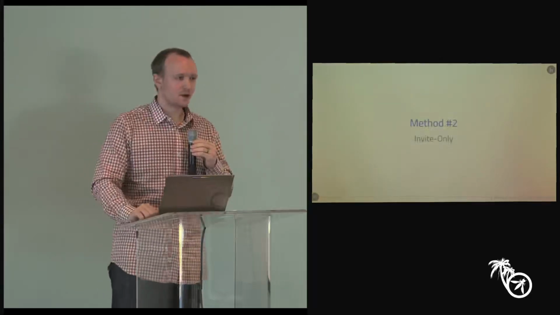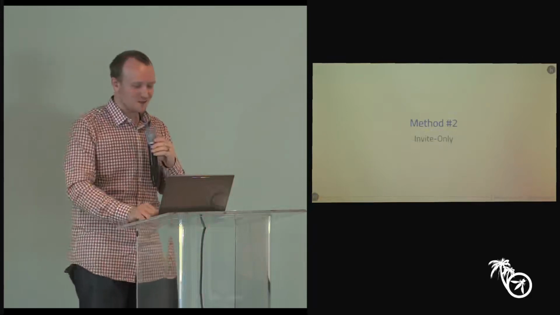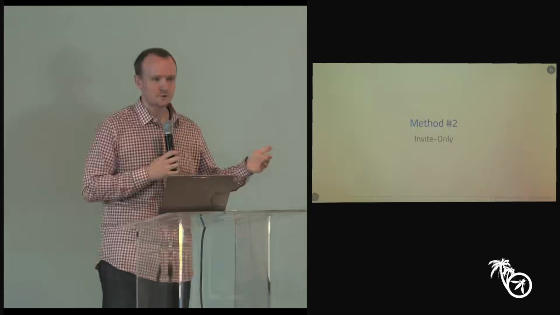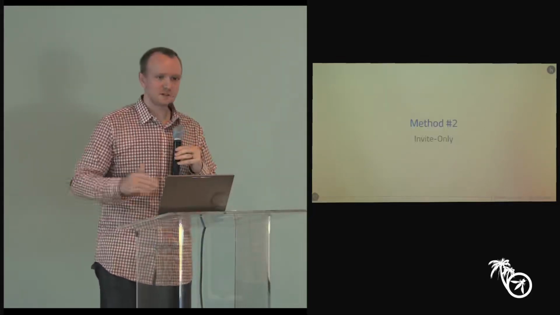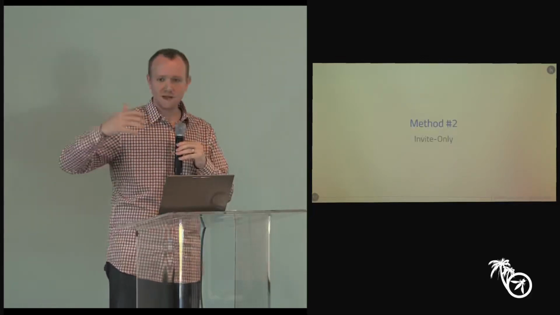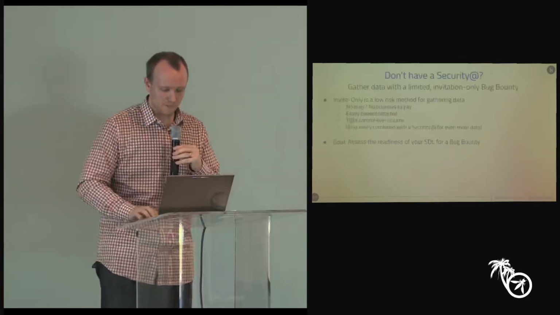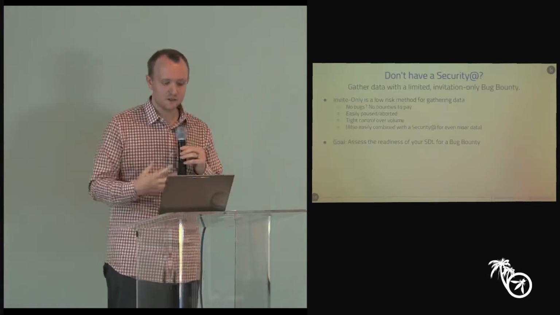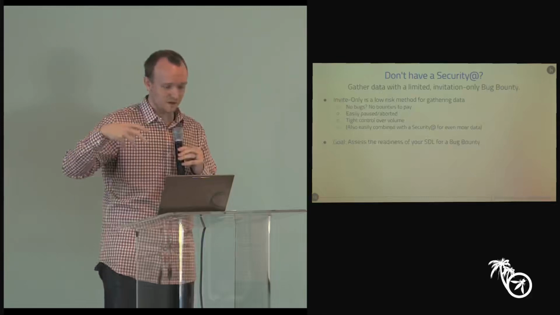All right, I'm done harping on the lack of security@ addresses on the internet. Sorry about that tangent. So the second method, if you do not have a security@ program and you are not hearing from researchers regularly, is an invite-only program. This is not publishing a public method because your organization has encountered frictions or roadblocks or unanswered questions around how to run a security@ program. And so you can start to gather data in a limited invitation-only bug bounty program. It's a pretty low-risk method for gathering data.